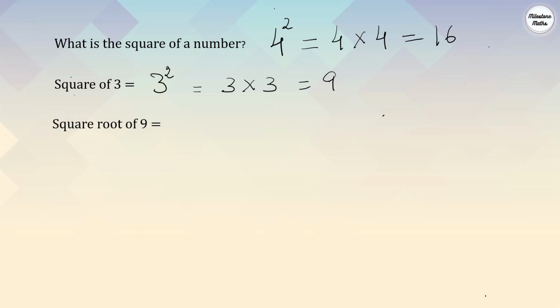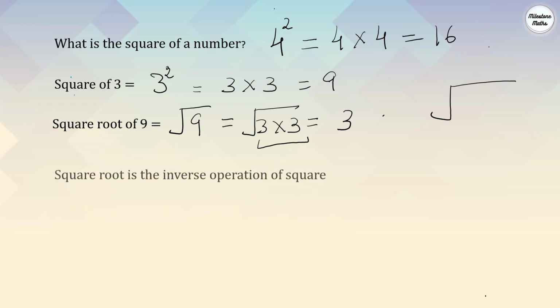Now what is the square root of a number? Square root of a number is represented by this symbol. It is called a radical. When we have to find the square root, we write 2 here, and when we have to find the cube root of a number, we write 3. When nothing is written here, it is understood to be a square root. So square root of 9, we will write as root 9, and 9 can be written as 3 into 3. So we have to make a pair, 3 into 3, and the square root of 9 comes as 3. So square root is the inverse operation of square. Square root is nothing but the inverse operation of square.